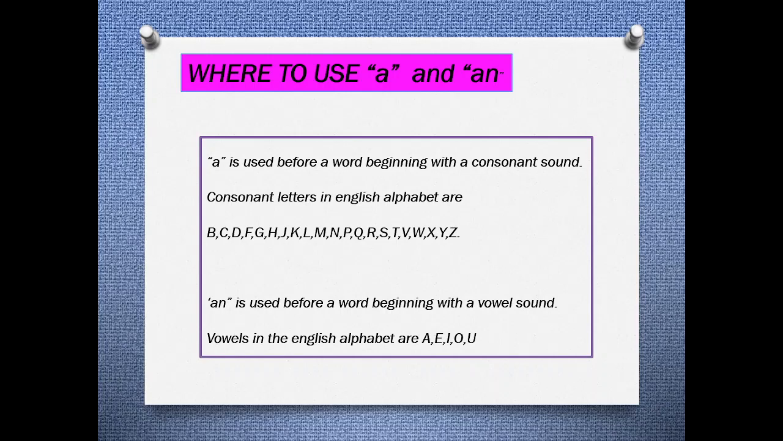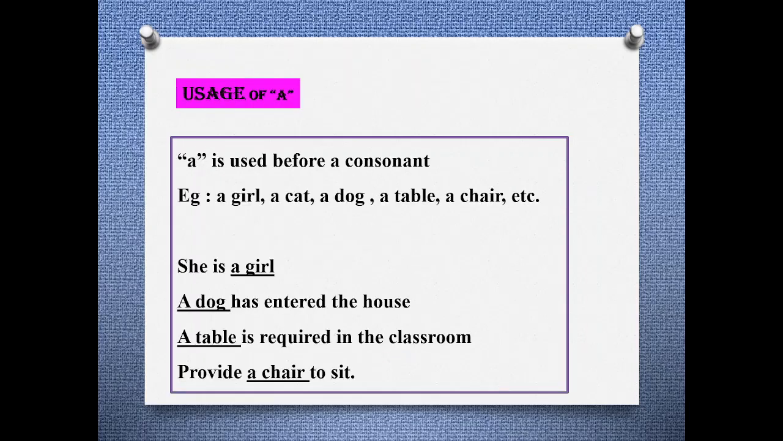So "a" has to be used, the letter A, and when you pronounce it, you have to say "a". There is a book, there is a pen, so that is used before a consonant, and "an" has to be used before a vowel sound. Now let's see how it can be applied.